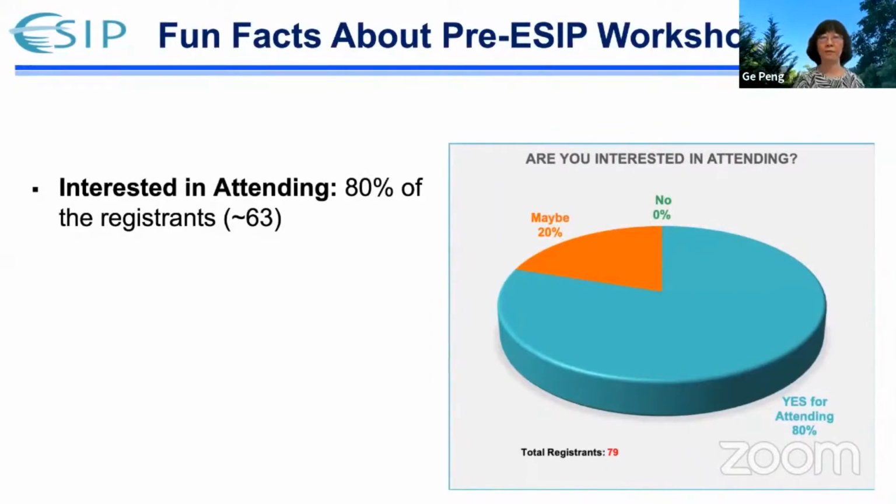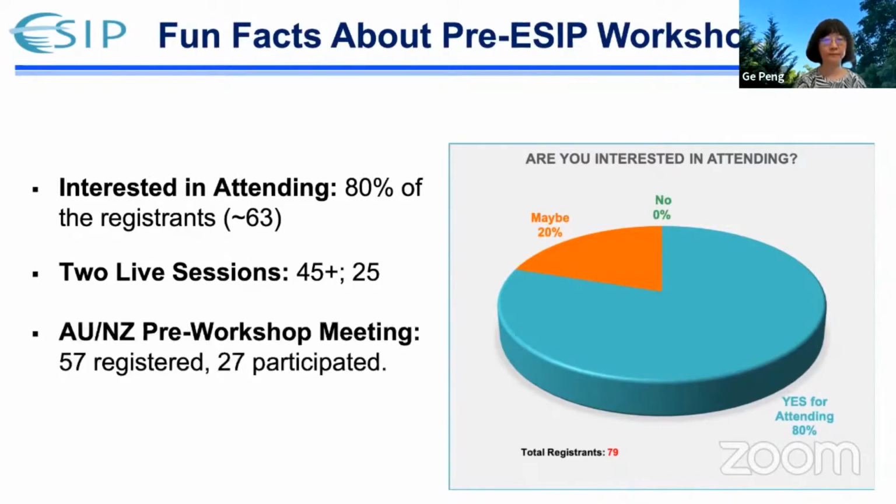80% of pre-registered people indicated that they were interested in attending. For the 2 live sessions, the first session had over 45 attendees, and the second session had about 25 attendees. Prior to this workshop, our Australia and New Zealand counterparts had another mini workshop, with 57 registered and 27 participating. The outcome of that mini workshop was summarized and presented at the workshop.